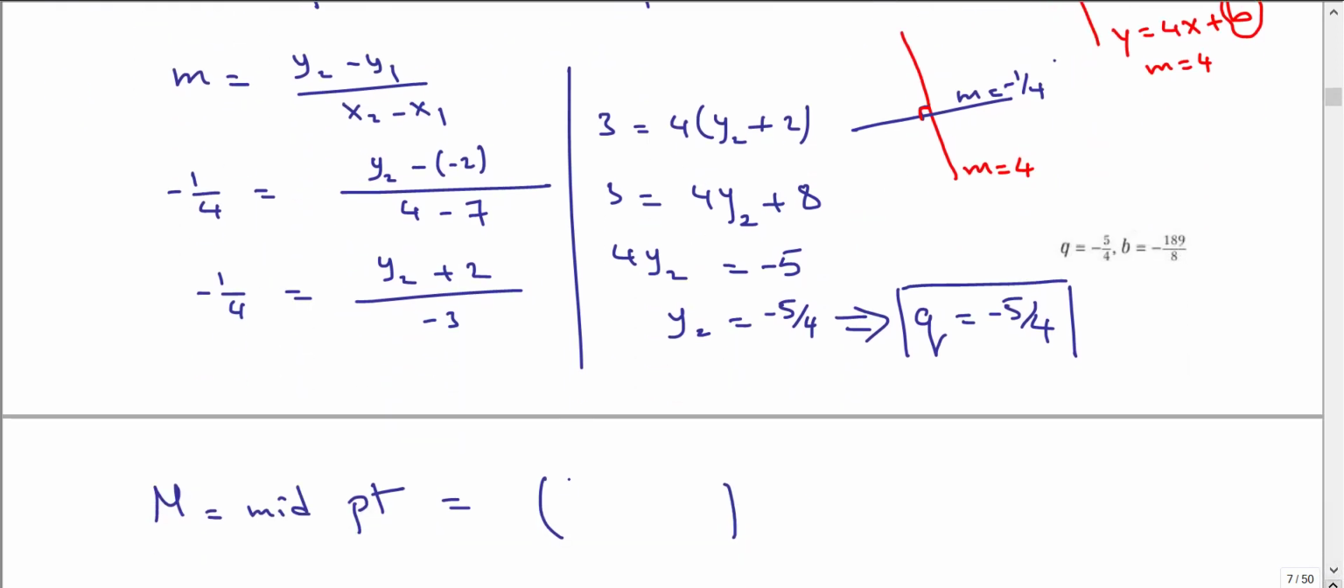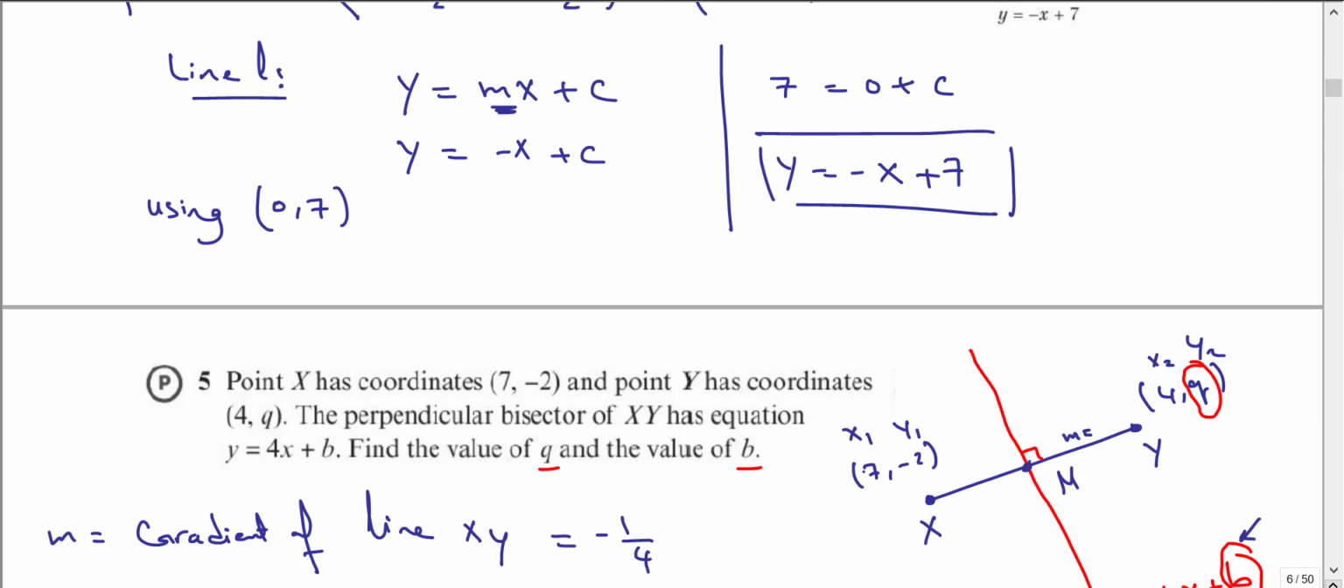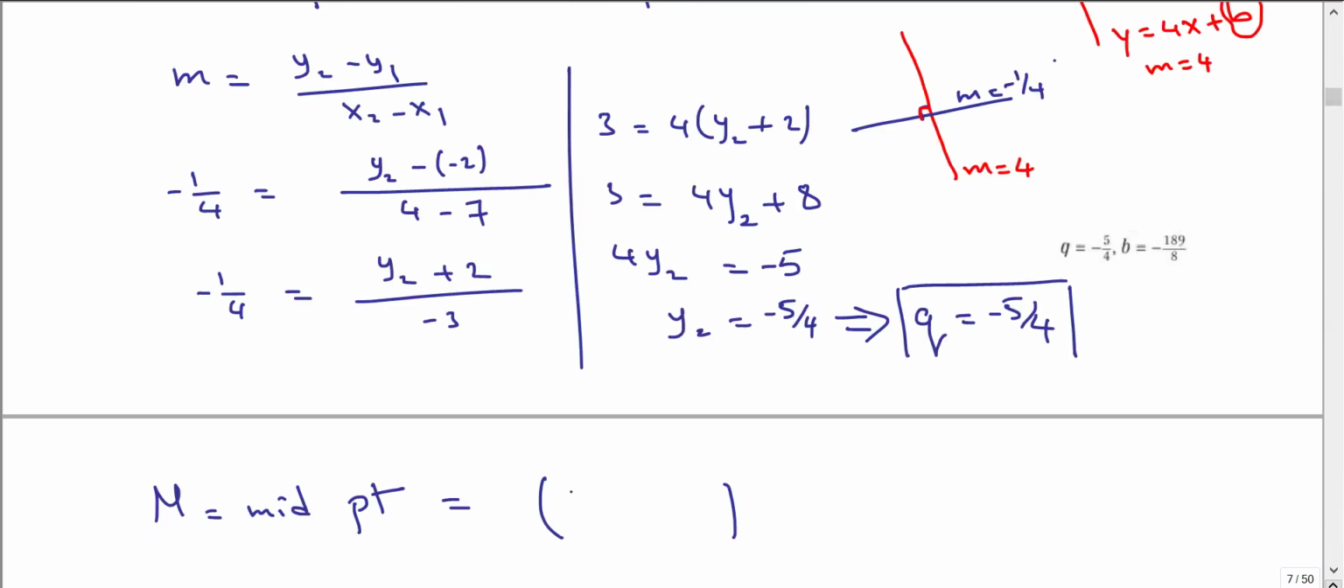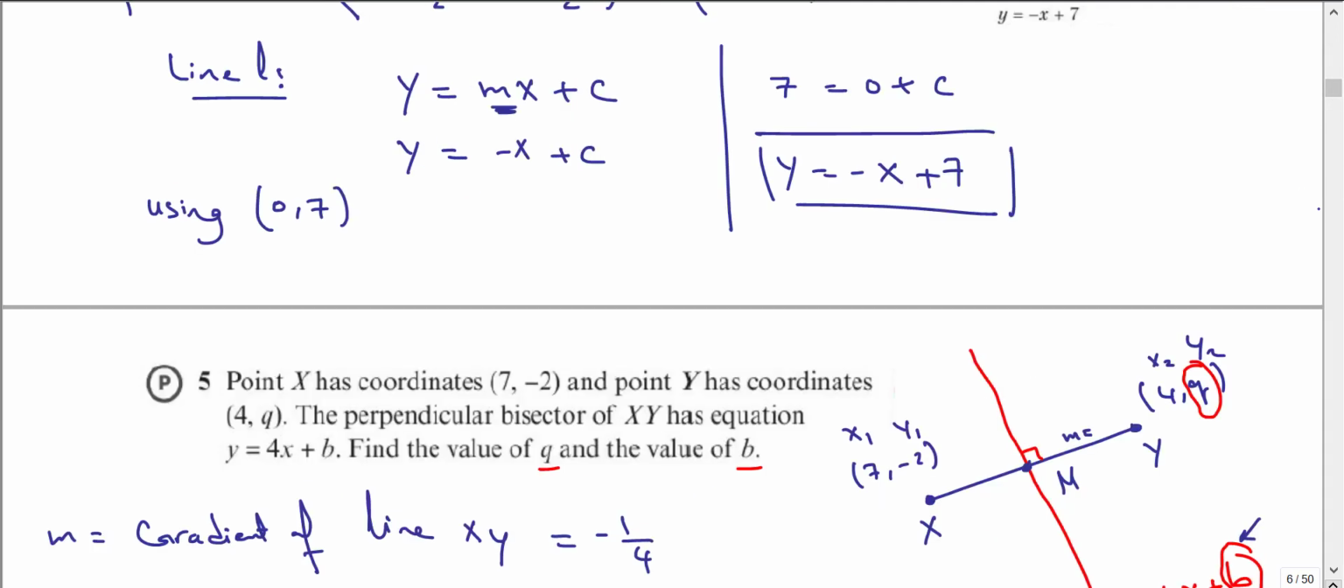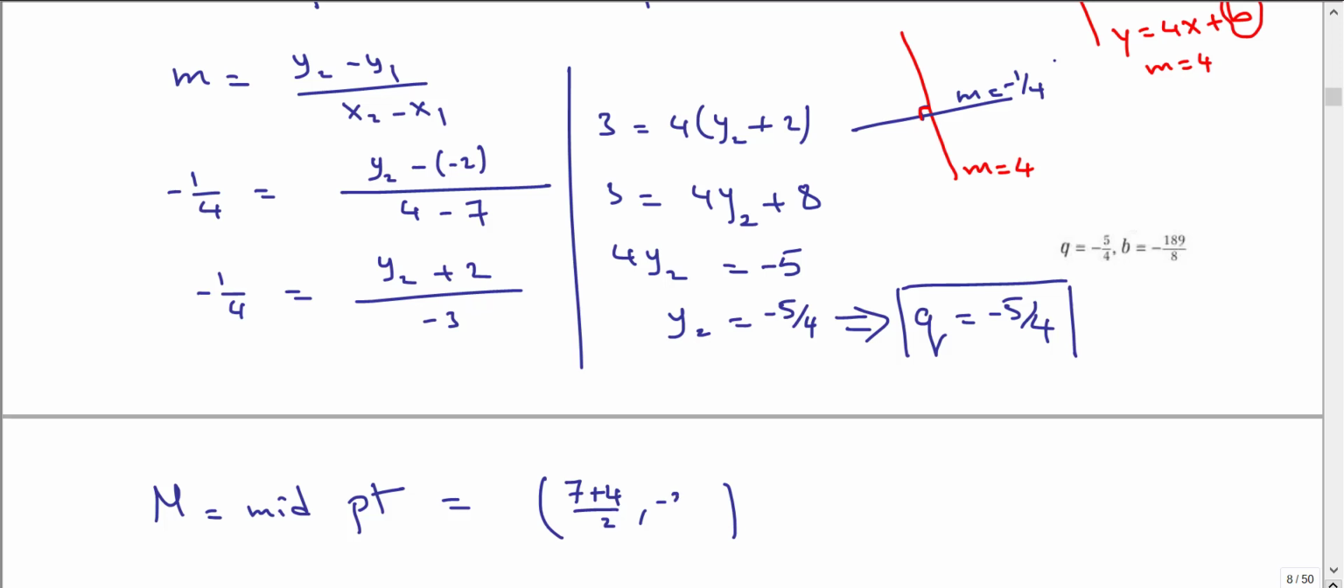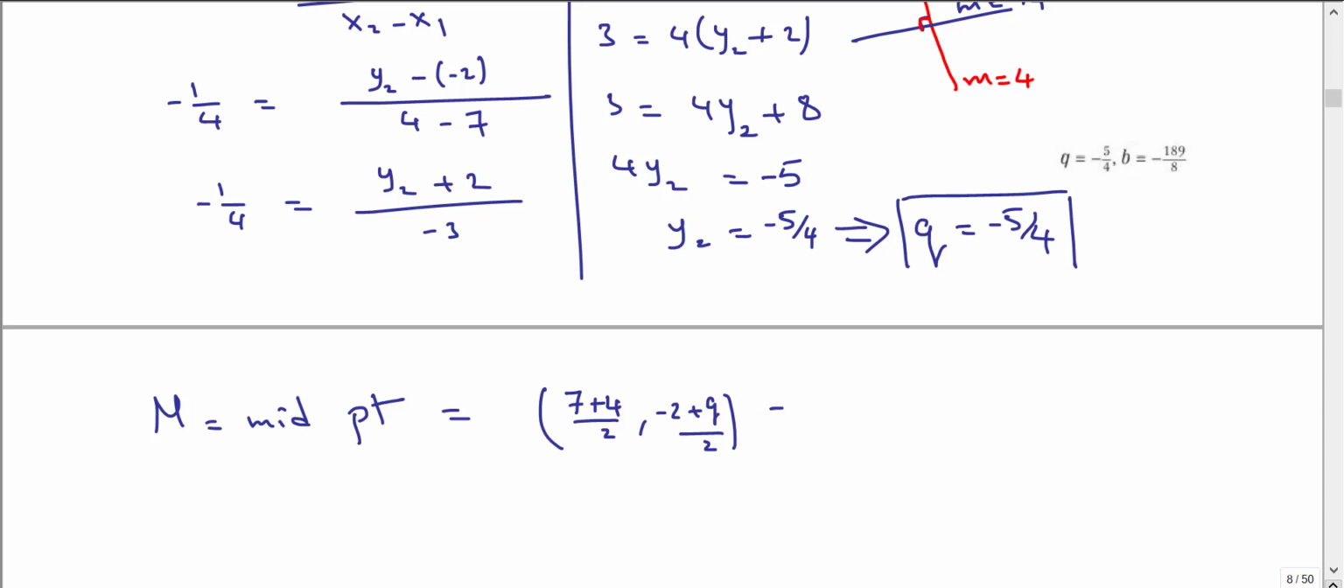So 7 plus 4 over 2. And negative 2 plus Q over 2. Q we already have, which is negative 5 over 4. This one will be 11, calculator of course, 7 and 4, 11 over 2. Okay, so that's 11 over 2. And this one, this is Q. You already have Q, which is minus 5 over 4, over 2.